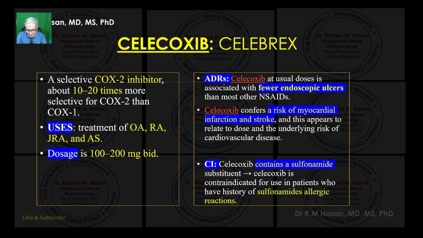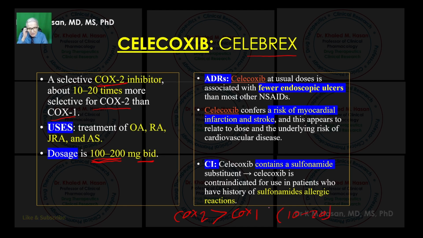Okay, let us start with the first medication, Celecoxib, the brand name Celebrex. Please remember the brand name Celebrex and the generic name Celecoxib. When you prescribe Celecoxib at a therapeutic dose of 100 to 200 milligrams twice daily, it will inhibit COX-2 10 to 20 times more than COX-1. So COX-2 more than COX-1, it's relative, 10 to 20 times more potent.